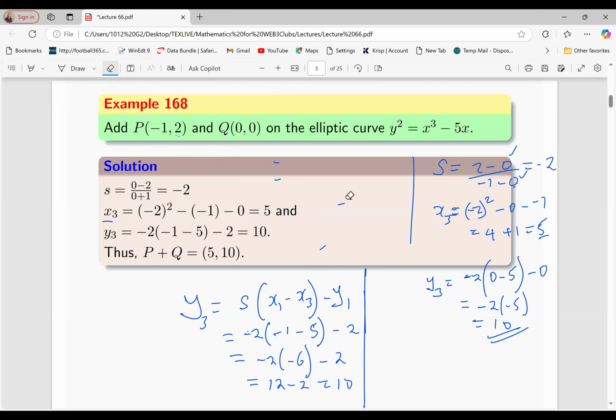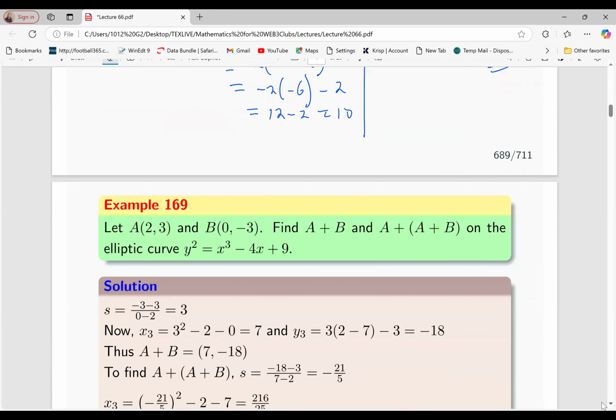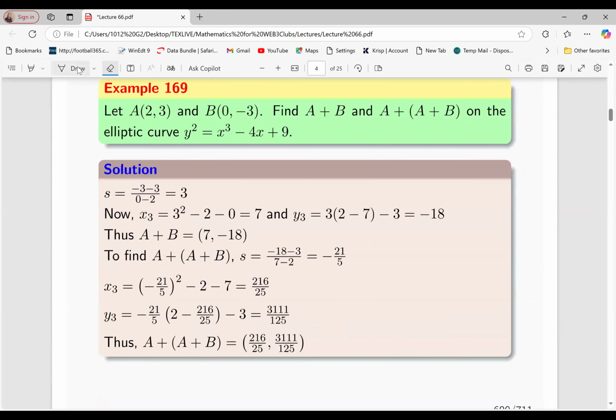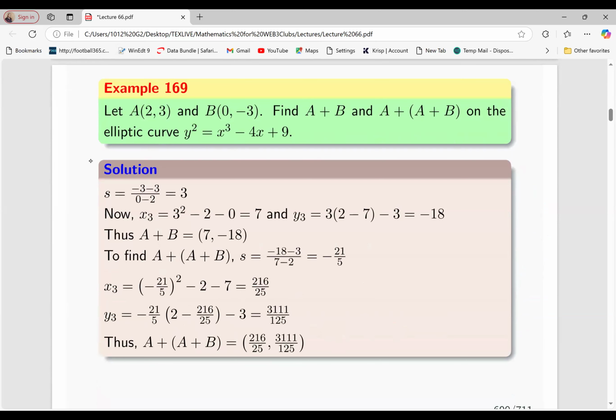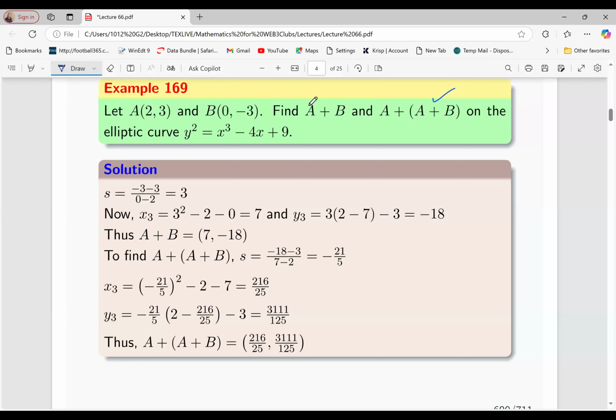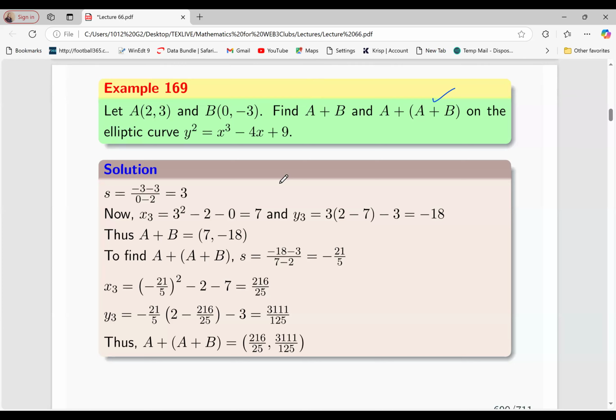Now, we've just seen how to add 2 points, and we've added them. Of course, the formula is known to us. Let's again try this. It says we go further and do that. In fact, these are the same questions we did using graphs, but this time just using formulas.